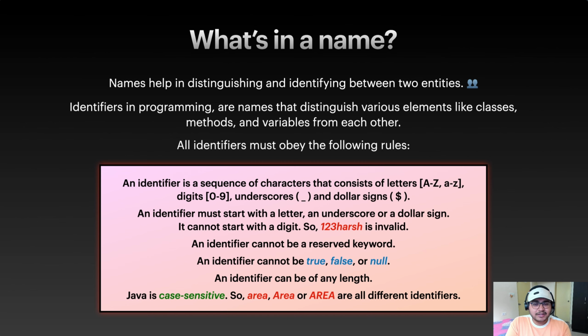An identifier cannot be a reserved keyword. We will see the list of reserved keywords in a while. An identifier also cannot be true, false, or null because they represent reserved Boolean and null literals. And an identifier can be of any length you want.